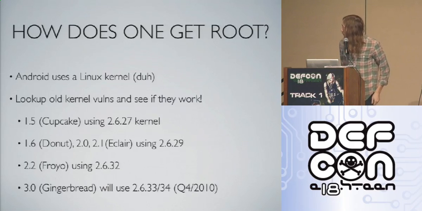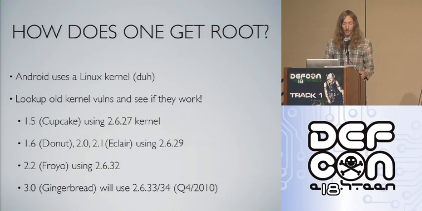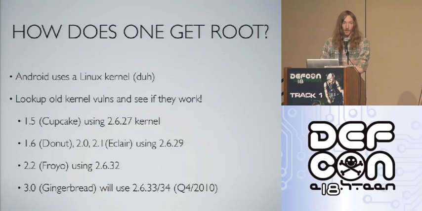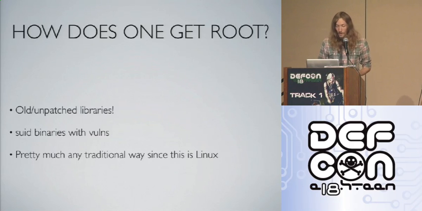So what are some of the ways that we're able to get root on these phones? Some of the methods that people are using are looking at older Linux kernel bugs. There have been a lot in the past few years. So basically you can look up on lists like Full Disclosure and see what kind of stuff is available. This is a list of all the various kernel releases for each major version of Android, with 3.0 coming out in the future, which should be using 2.6.33 or 2.6.34.